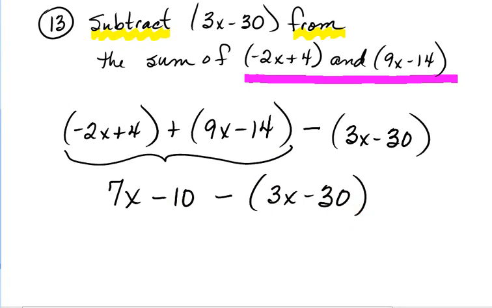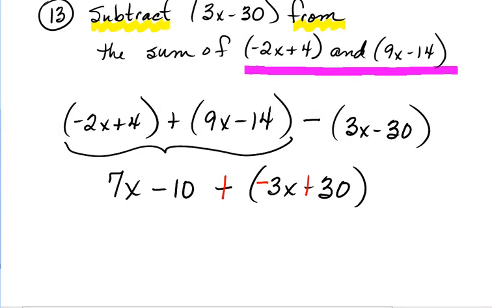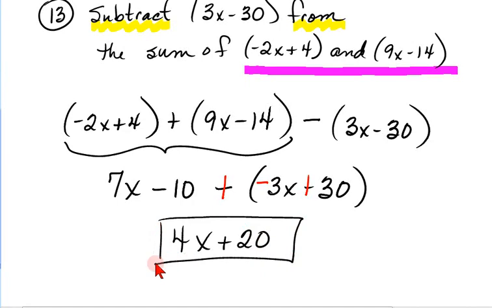What should I do next? Change the signs because it's subtraction. Change it to add, opposite, opposite. Now I can ignore those parentheses. I have a positive 7 and a negative 3x for 4x. I have a negative 10 and a positive 30. Positive 20. And I'm done. So there were several things in that problem. You had to recognize what subtract from says to you, and then perform the addition, perform the subtraction.